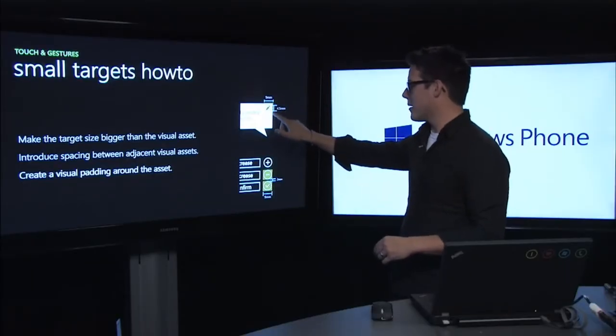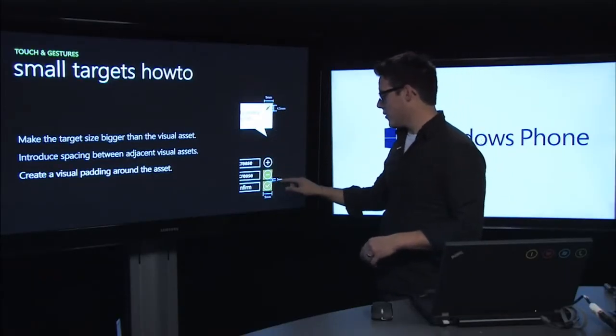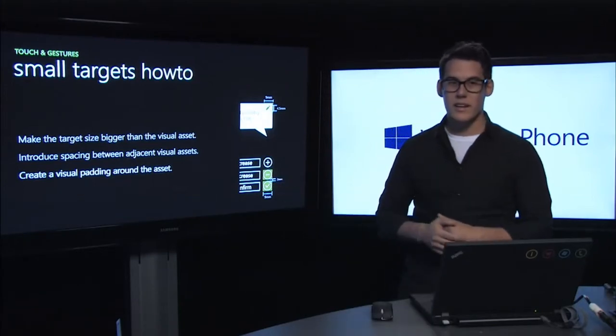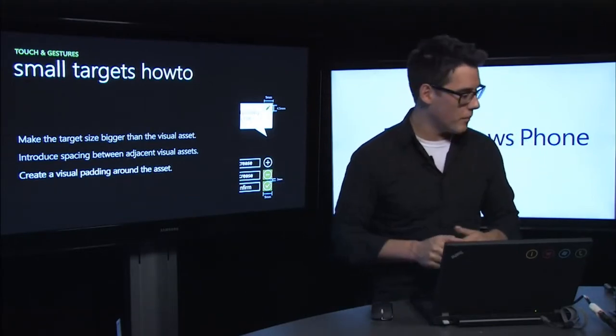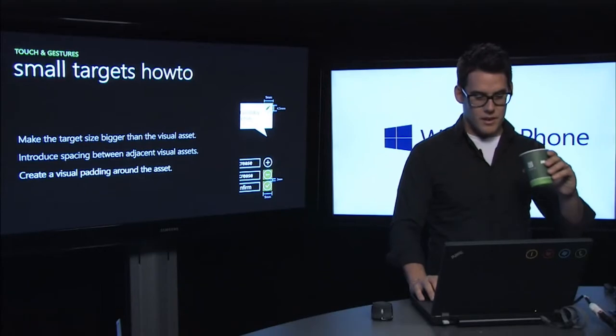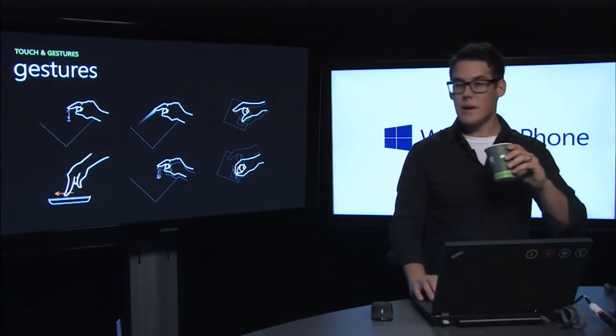Here's edit up in the top of a dialog. And then here's in a list, we've got a little padding and spacing in between so you're not just bumping those icons right up next to each other. Next, we're going to talk a little bit about gestures.